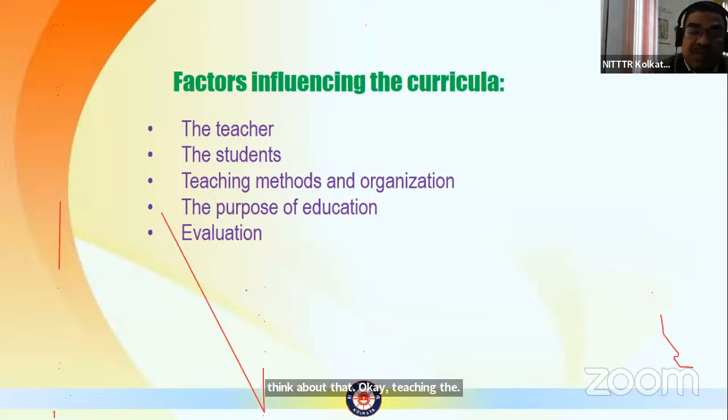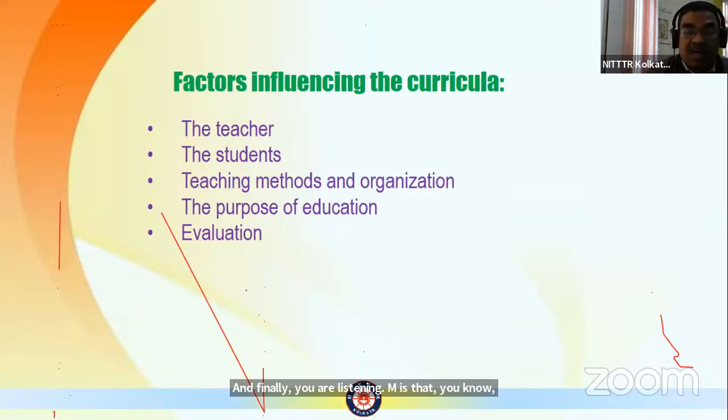The purpose of education. What is the purpose of education? Ultimately, whether we have to develop a good engineer, or a good human being, or a good researcher and developer, depending upon the purpose of education, the curriculum has to be implemented. And finally, evaluation.